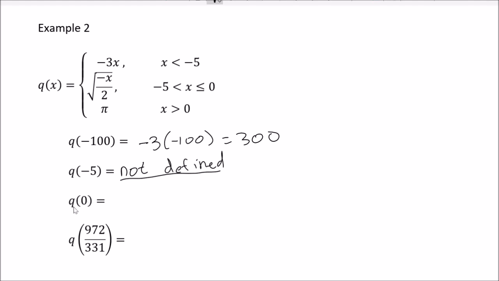Okay, what about the next one? We're going to plug in a 0. They're trying to trick you here. It actually goes in this one. So we get 0 over 2 with a square root, which would be kind of like the square root of 0, which is 0. And then the last one, oh no, a fraction. Well, actually, it's not that big a deal. This right here says any positive number as an input will turn into pi. This is a positive input, so it turns into pi. And that's all that is.